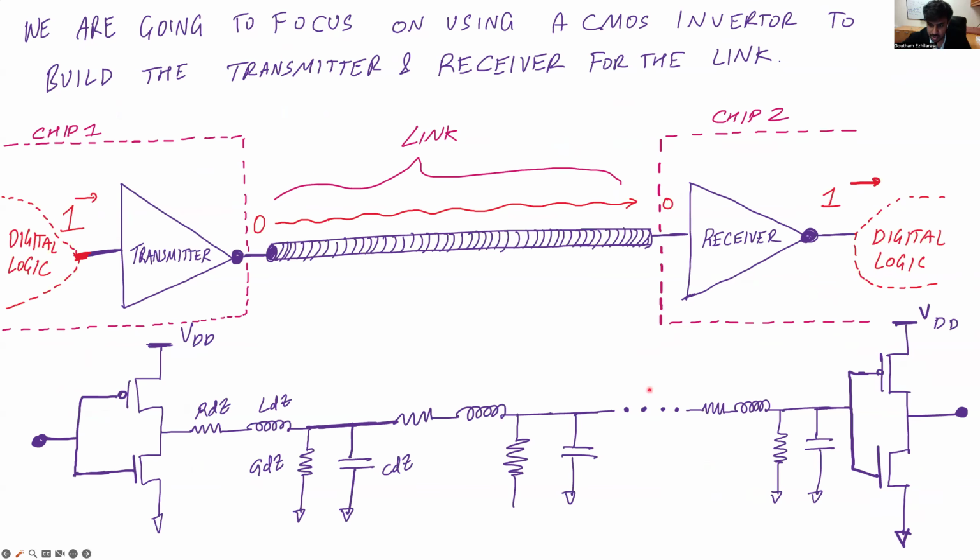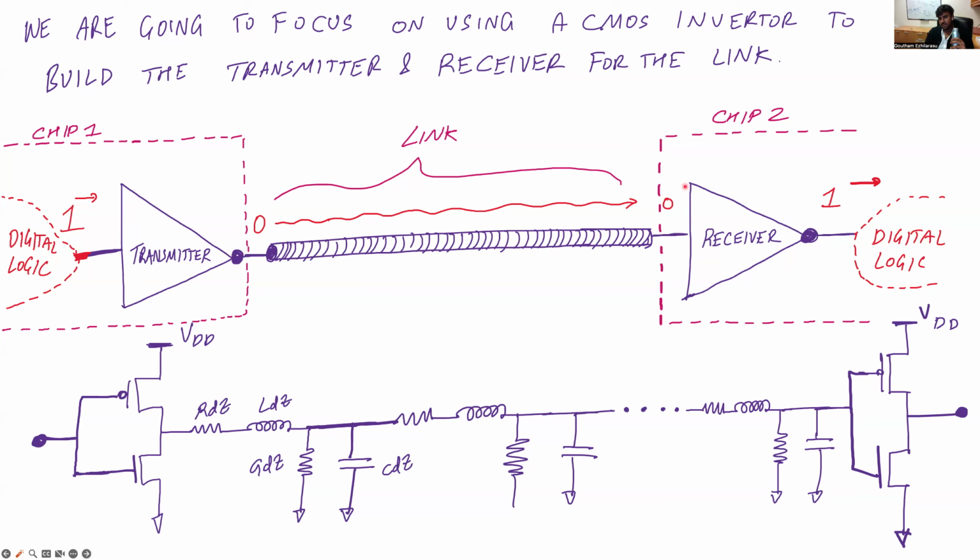The reason we are discussing digital circuits is because we want to focus on using a CMOS inverter to build the transmitter and receiver of our digital link for the data transmission. So what does this look like? Remember, we are communicating between two chips. Imagine there's a chip 1 and a chip 2, and there is a link that connects them through which you need to send the data. On the input side, you have some digital logic, which is a digital circuit that supplies the digital data to the transmitter, and the transmitter drives this link.